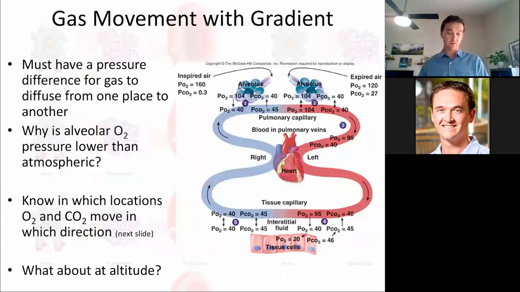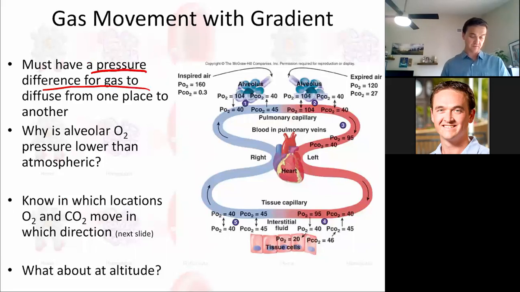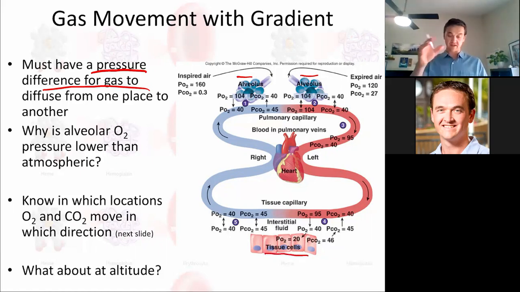Okay, all right, so when we look at this gas movement with a gradient, then we're talking about, just like I said before, we must have a pressure difference for a gas to diffuse from one place to another, okay? And so when we look at this figure over here on the right, we have the alveolus, an alveoli there, okay? And down here is where we're at the tissues, where the cells are, where we're sending that oxygen, right? And then right in the middle is the heart. Okay, so blood is coming back from the tissues to the right side of the heart, right? Then it's getting pumped to the lungs.